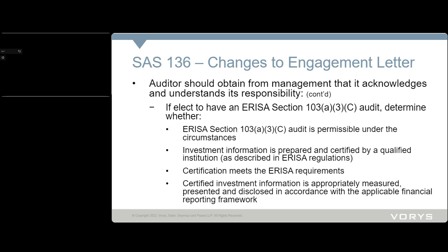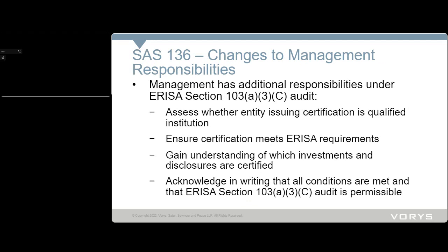Now let's talk about what management needs to do to make sure that it's complying with these certifications. So again, there needs to be an assessment of whether the entity that is issuing this certification is a qualified institution. You need to ensure that the certification meets those ERISA requirements, gain understanding of which investments and disclosures are certified, and acknowledge in writing that all of the conditions are met and that the ERISA Section 103(a)(3)(C) audit is permissible. So you've got to go through these steps and make sure that this is correct.